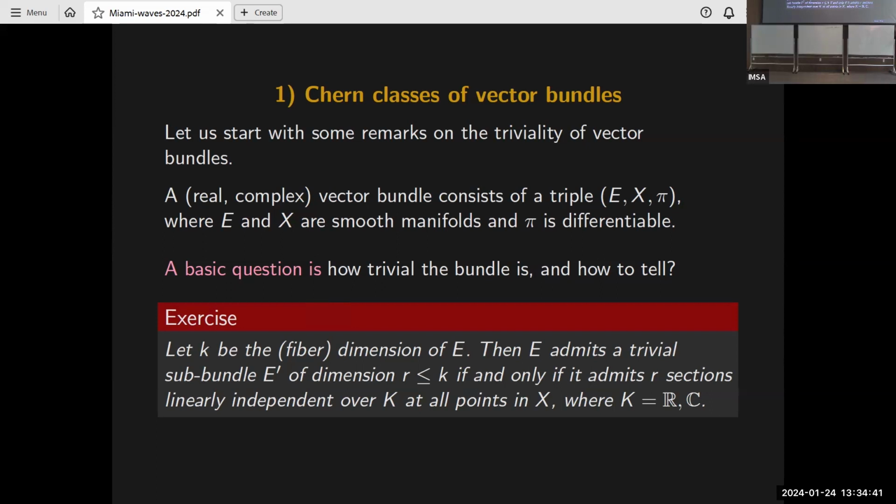If k is the fiber dimension of the bundle E over X, over R or C, then E admits a trivial subbundle E' of dimension r less than or equal to k if and only if it admits r sections which are linearly independent over K at all points. Okay.